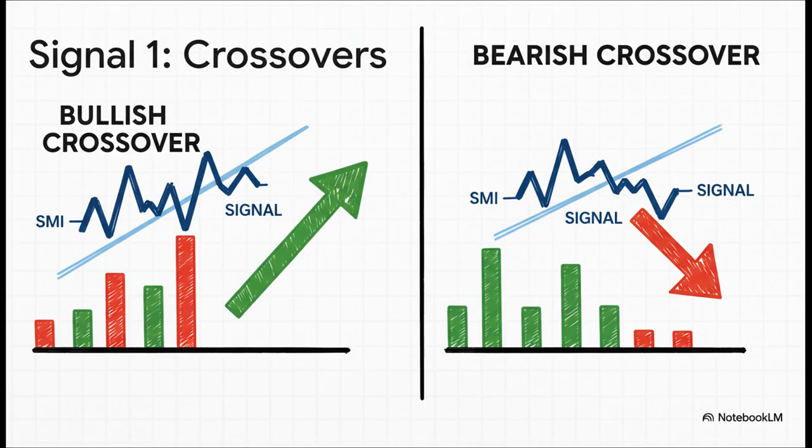When those bars flip from below the zero line to above it, that's your bullish crossover. When they flip from above to below, that's your bearish one. It's so much easier to see.